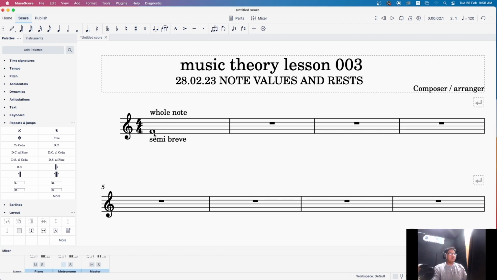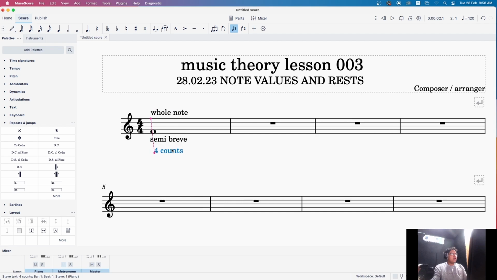It's about 4 counts. It's like 1, 2, 3, 4. So after 4, the 5th count is going to the second bar. So this semi-breve or whole note is about 4 counts. Like that we counted 1, 2, 3, 4.